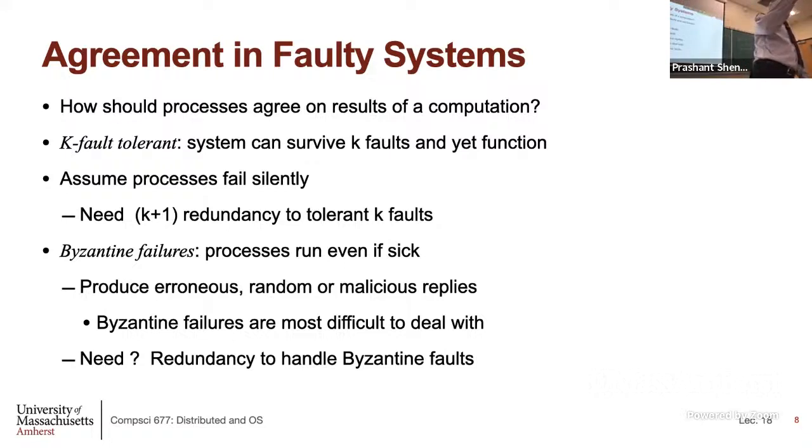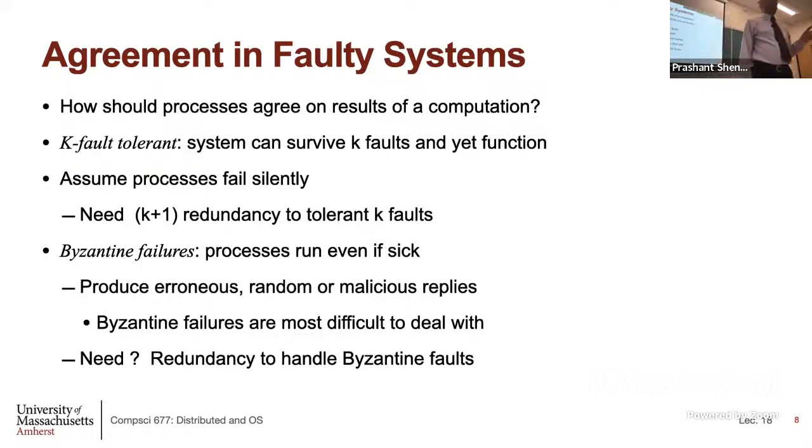So if K is equal to one, that means you have to have two copies running, so that if one of them crashes, the other one takes over. That's the simplest case you will see in many systems. Typically, you can have k greater than 1, but k equal to 1 is a common case. So you want one fault tolerant system, which means one failure can occur.